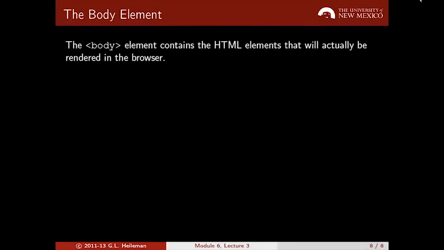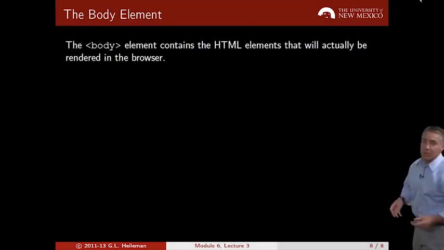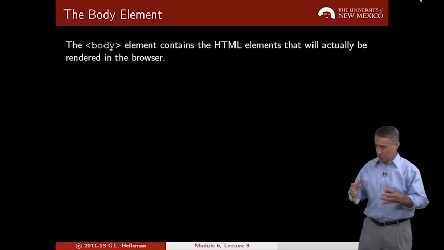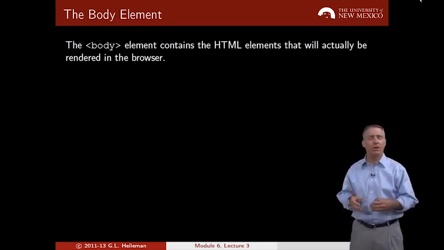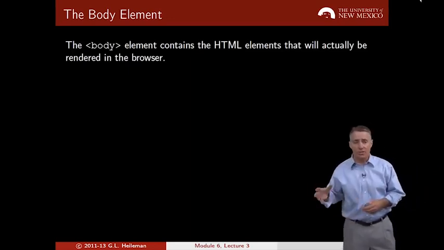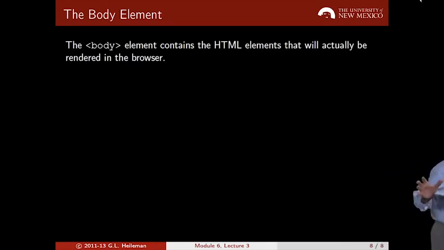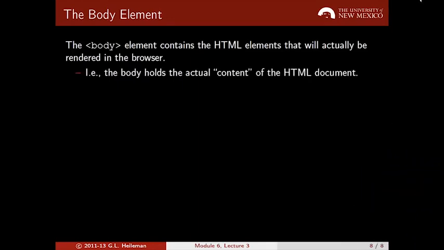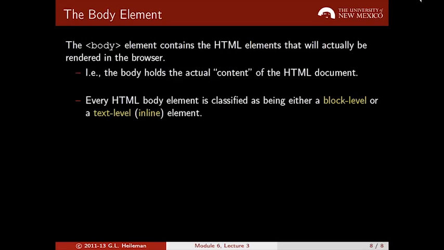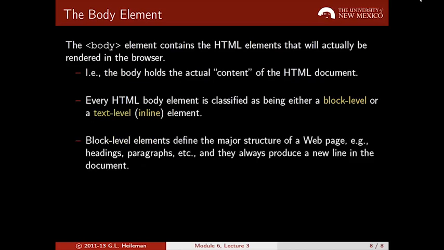Now, the body, this is the actual document structure. Inside the body is where you put tags like divisions and paragraphs and headings. So the actual content that's rendered is in the body. Every body element is either a block level or a text level element, and sometimes folks refer to the text level elements as inline.